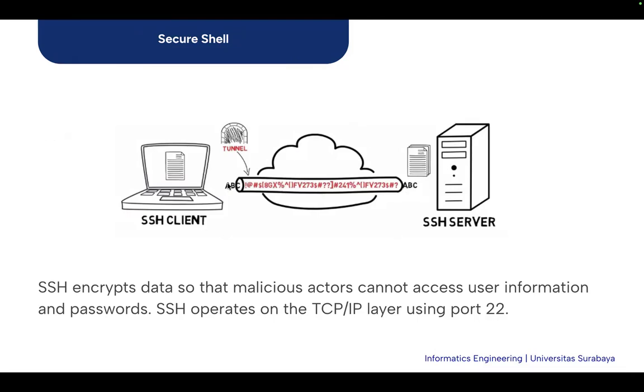But the data that is shared through the internet is being encrypted. So anyone that doesn't have access cannot understand the true message delivered by either the client or the server. SSH encrypts data so that malicious actors, such as hackers, cannot access user information and passwords. SSH operates on the TCP/IP layer using port 22. Probably you are going to learn about TCP/IP more specifically next semester when you are taking the computer network course, I think.